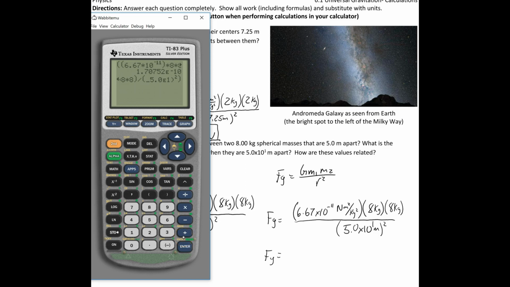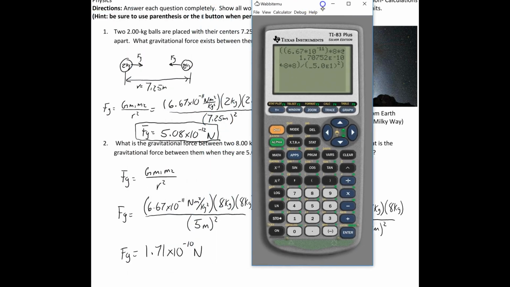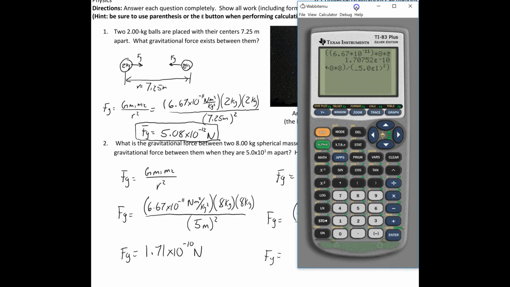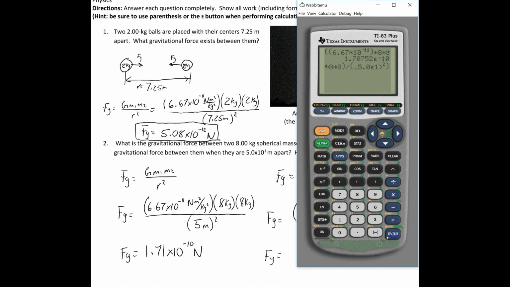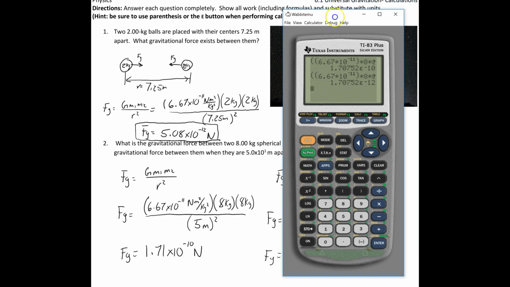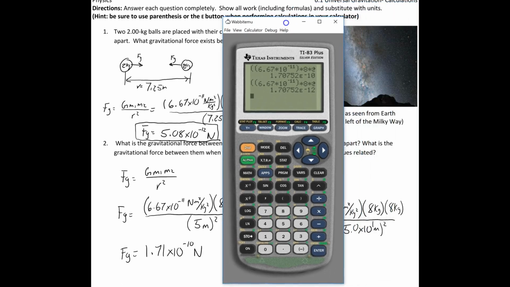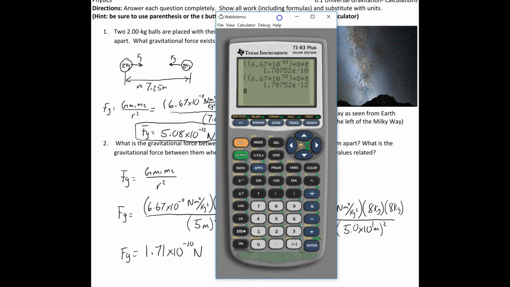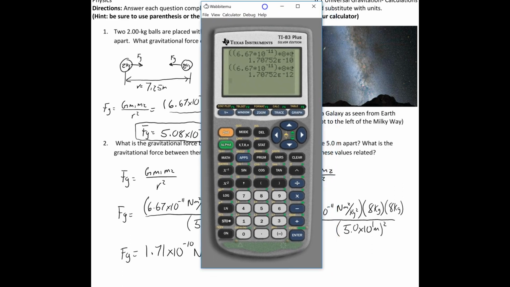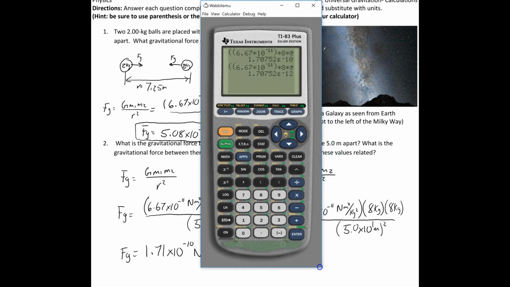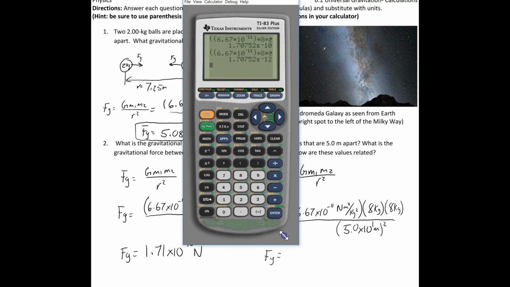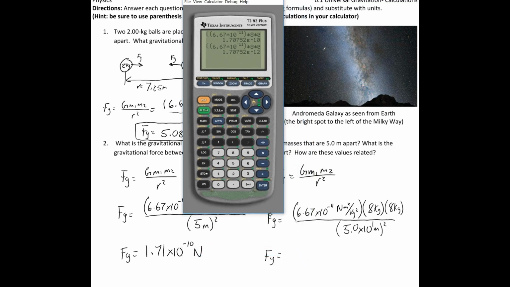And let's see, what do you think is going to happen? Is it going to be a power of 10 different? Or is it going to be more or less? Let's see. 1.7 times 10 to the negative 12. Not just 1 power of 10, but 2 powers of 10, because it's the radius squared. It really does affect the weight, because it's a squared quantity.